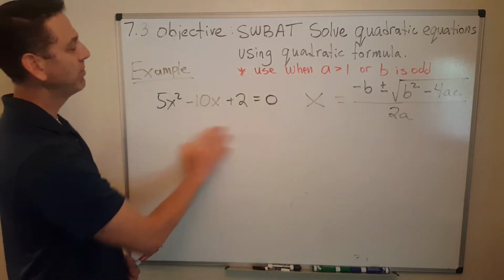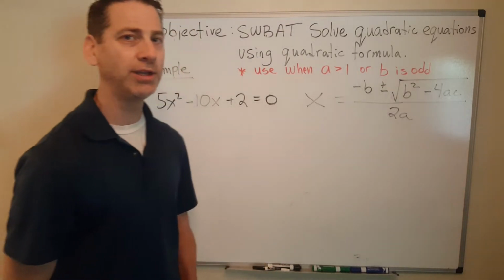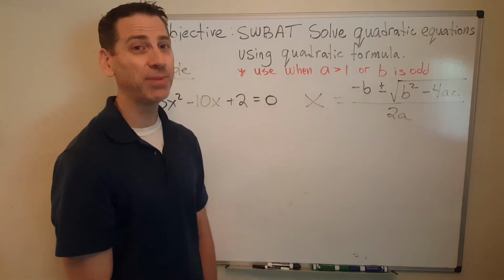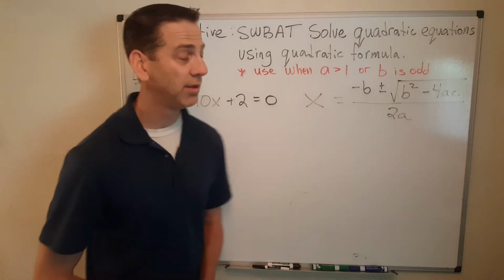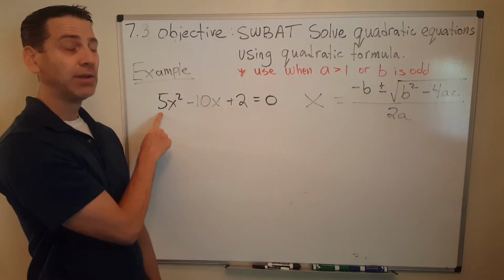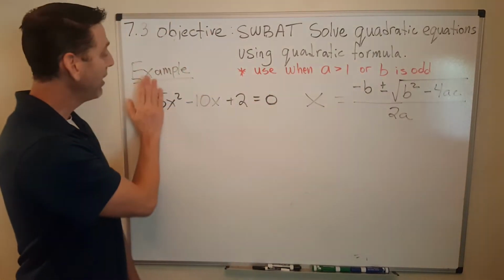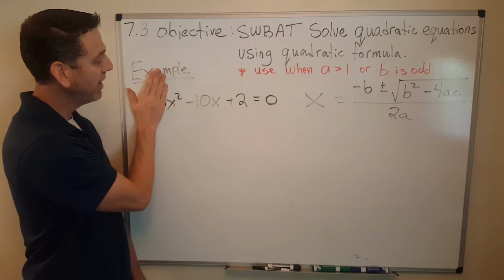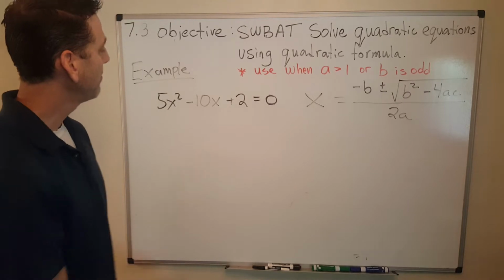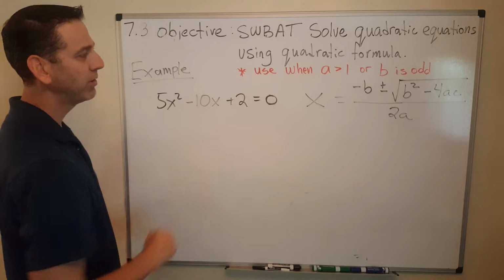So here's an example. I have 5x squared minus 10x plus 2 equals 0. That's a quadratic equation. It is in standard form. If I tried to factor this by using zero products, it wouldn't work. Notice that a is greater than 1. So because a is greater than 1, I'm going to use the quadratic formula. If a was just 1, if that 5 wasn't there, I'd just use completing the square. It's quick and easy. But even though b is even, a is greater than 1, so I'm going to use the quadratic formula.